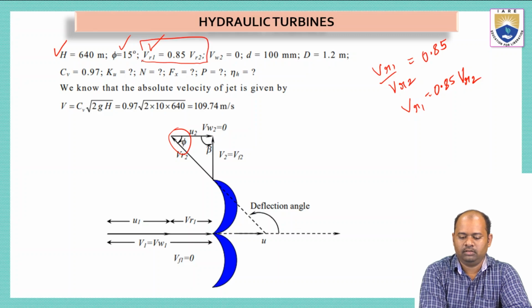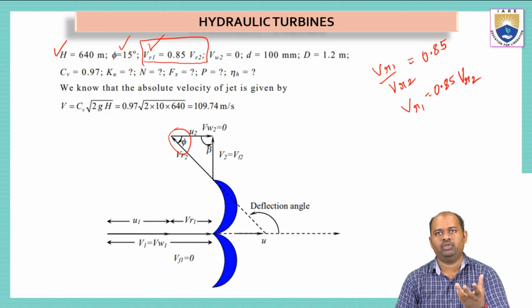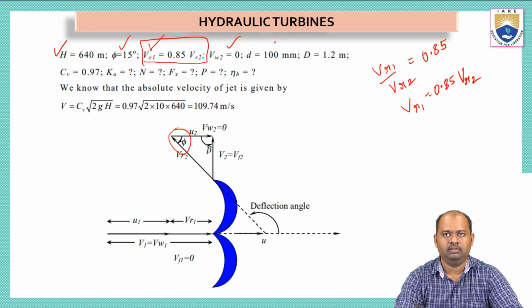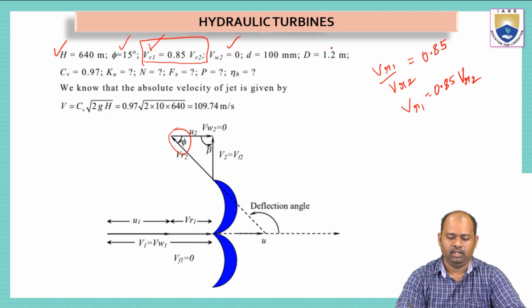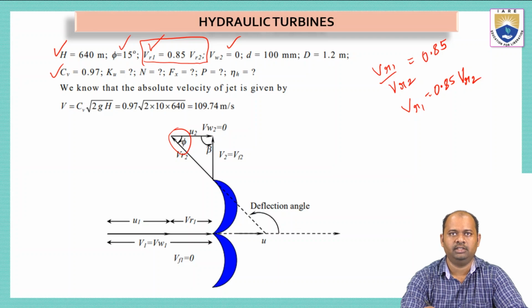And then VW2 is 0. It is given in the question: the whirl velocity at the outlet is 0, VW2 is 0. The diameter of the jet is 100 mm, and the diameter of the wheel is 1.2 meters. And CV, this is all given in the question, CV is equal to 0.97.